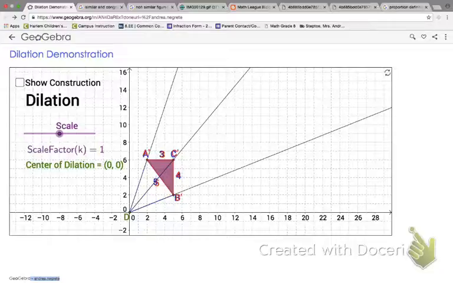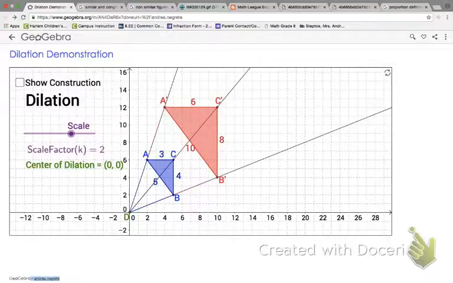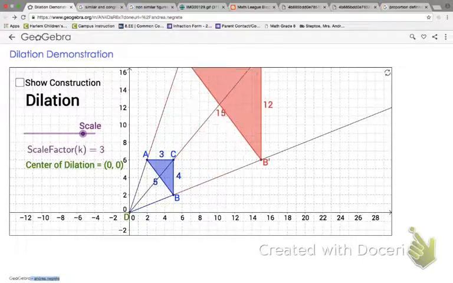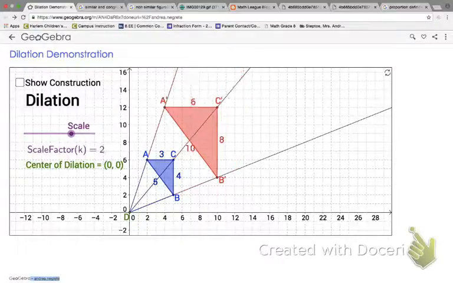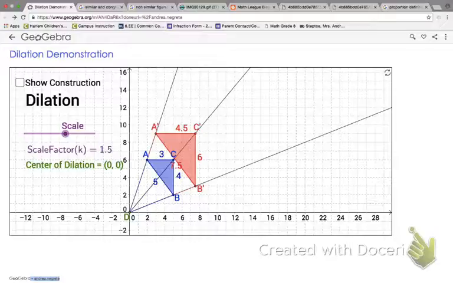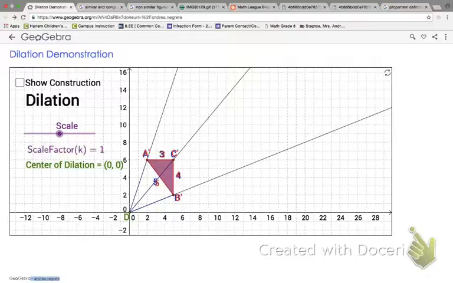If we were to make the scale factor greater than 1, you'll notice that the image begins to get larger. So whenever your scale factor is greater than 1, this enlarges our figure. So let's go back to 1 where two triangles would be the same size. What do you think would happen if we were to have a scale factor that is less than 1? Our image would get smaller by that scale factor.